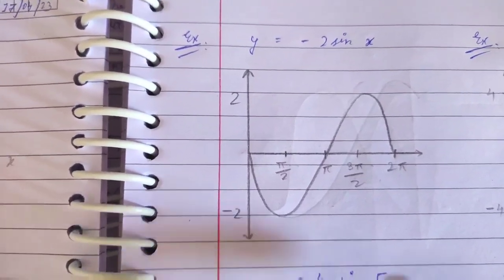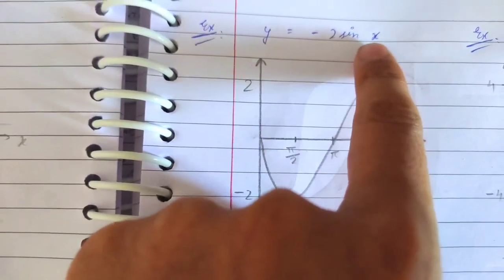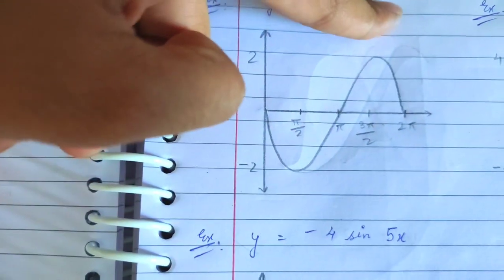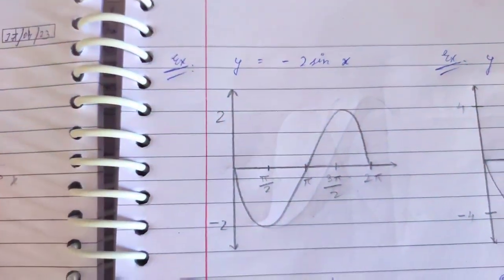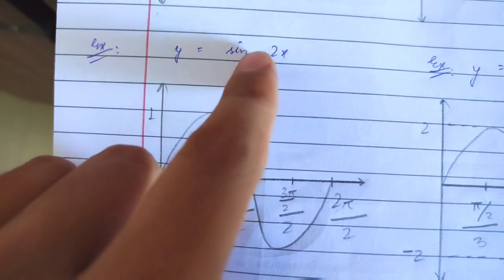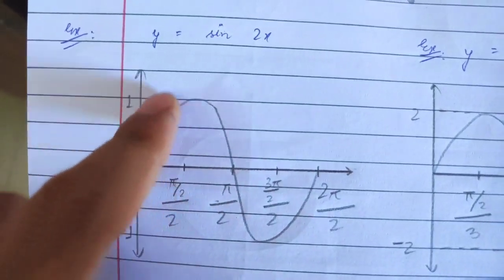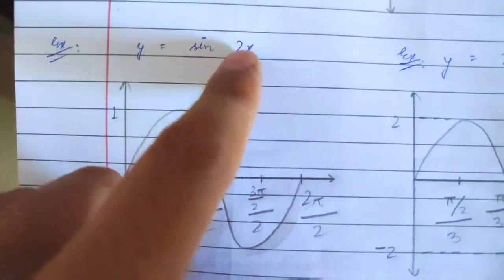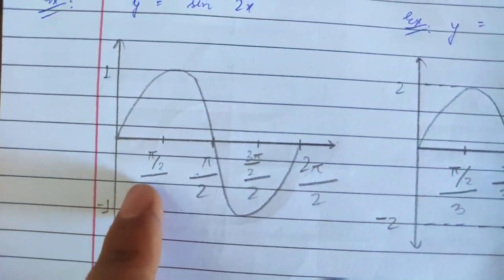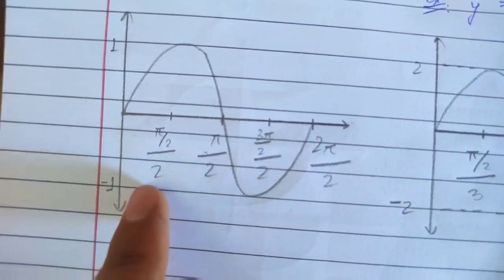Now there is one more condition: if a number is multiplied with the degree 1 variable, like suppose sin 2x, we will see those kinds of graphs also. See, y equals sin 2x. Since 2 is multiplied, the graph will be in this shape only. We will divide by 2 in all the 4 values, pi by 2 whole divided by 2.